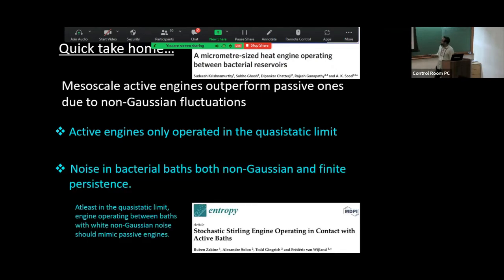And also, as pointed out by this paper, in this sort of active bath, there is the effect of non-Gaussian noise statistics and finite persistence time, which could not be decoupled in these experiments. Now the question is, what happens in the finite cycle duration, and how could one see the separate effects of noise statistics and persistence in these complex environments? To address that, we did reservoir engineering.